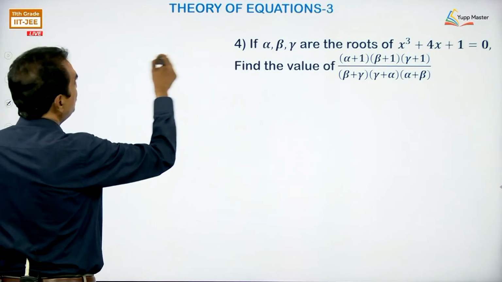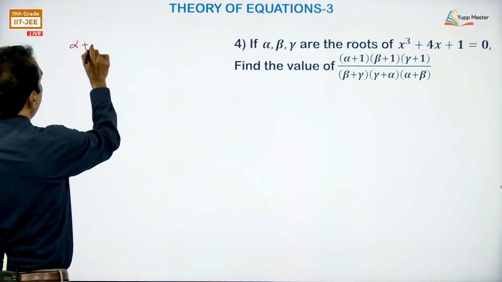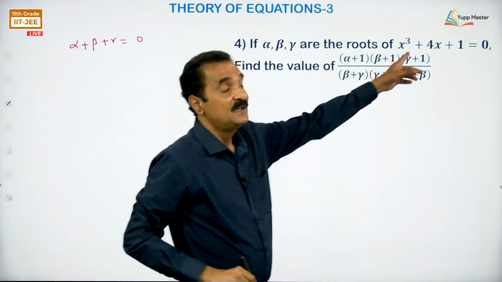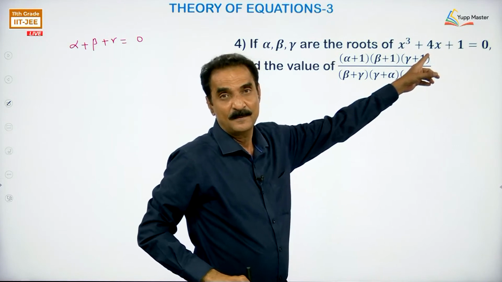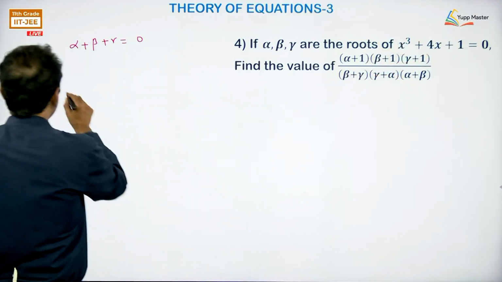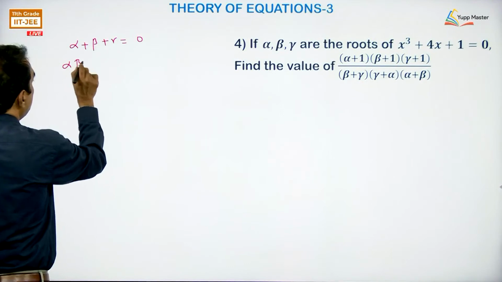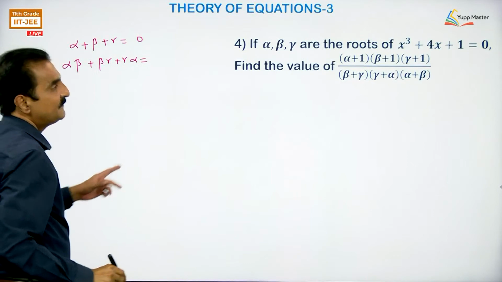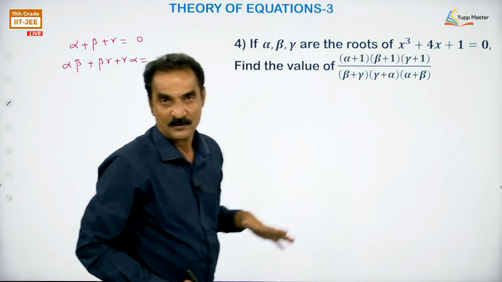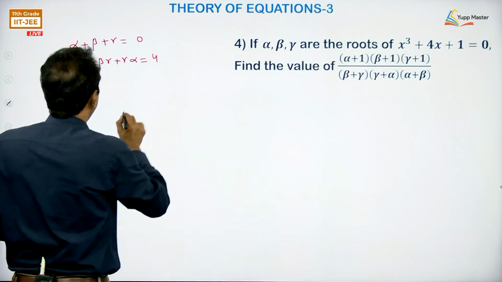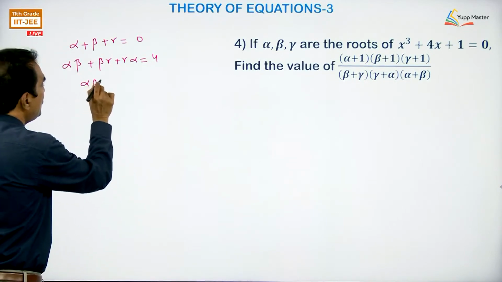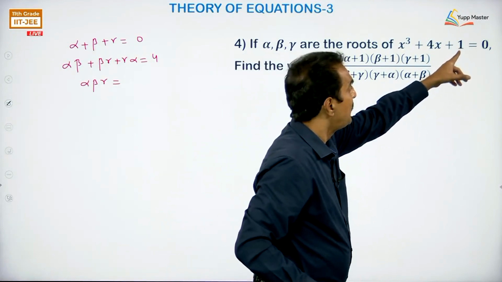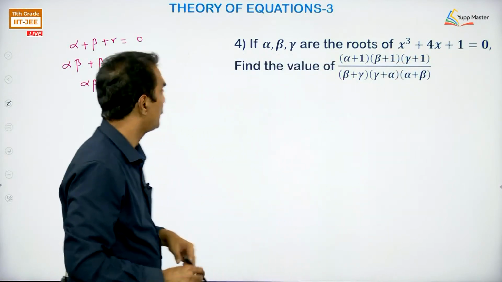First, write the relations between alpha, beta, gamma. Alpha plus beta plus gamma will be 0 because the coefficient of x square is 0. Is it not? Next, alpha beta plus beta gamma plus gamma alpha will be what? 4 by 1, 4. Next, alpha beta gamma, the product of the roots. Product of the roots is what? Minus 1 by 1, minus 1.